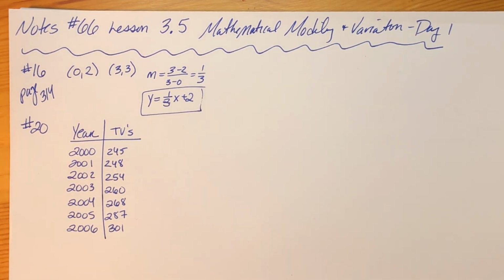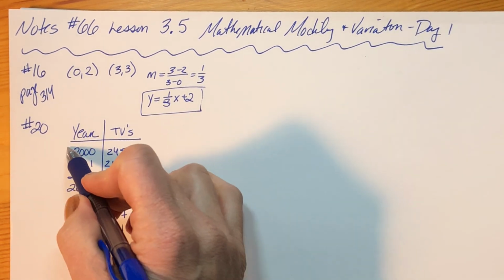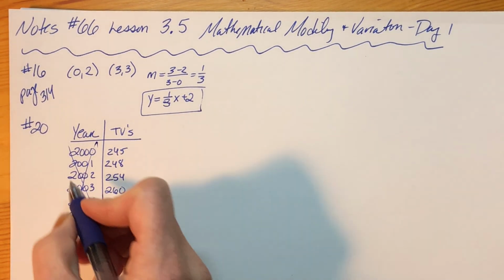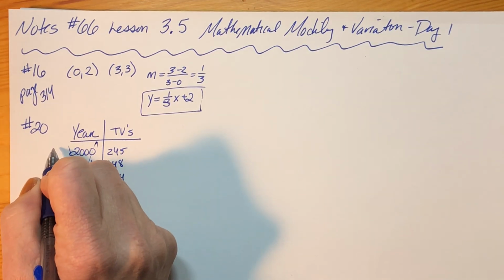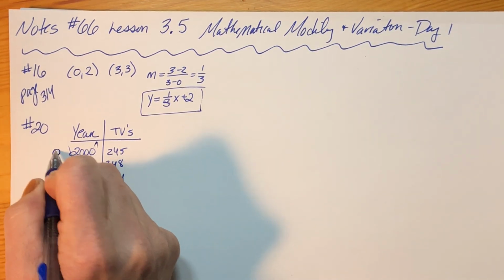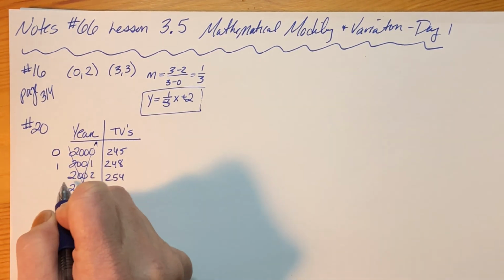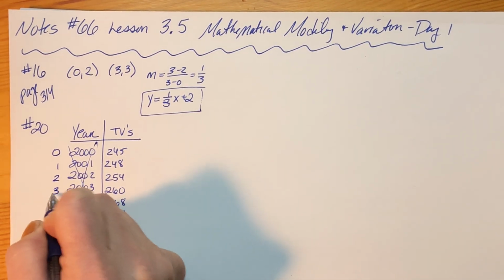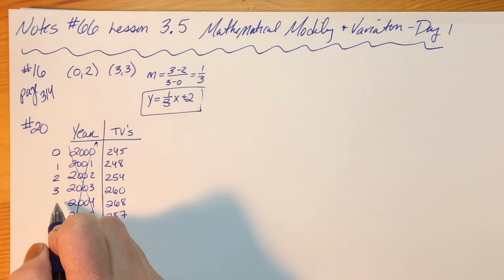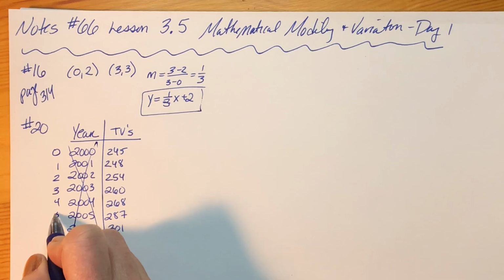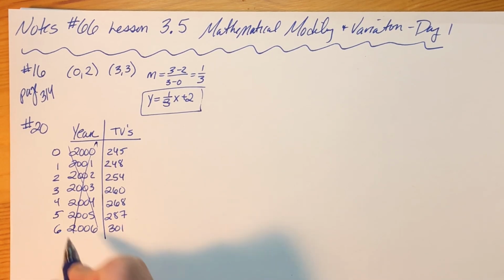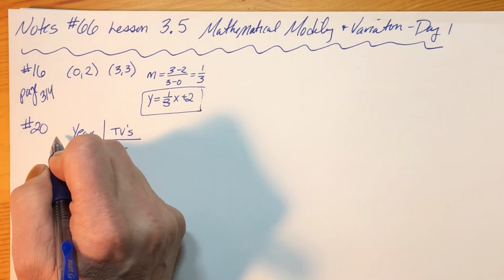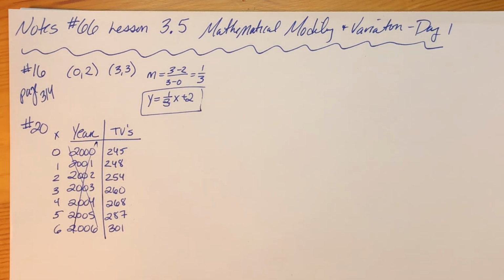But friends, before we get started, let's make it easier on ourselves. Instead of using the actual year, let's use 0 for 2000, and 1 for 2001, 2 for 2002, 3 for 2003, 4 for 2004, 5 for 2005, and 6 for 2006. That will make it much easier on me. All right, our x value will be the year since 2000.